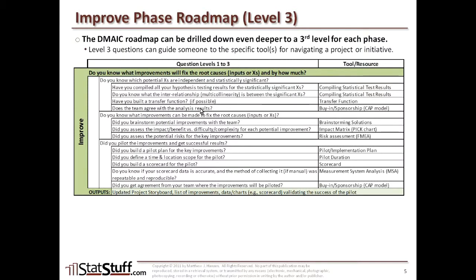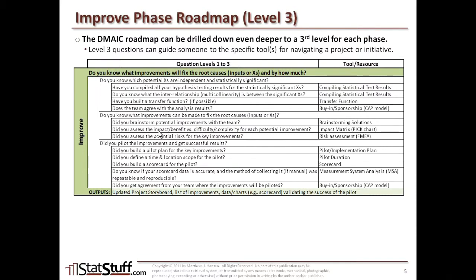If you can answer yes to all of these, then you should be able to satisfy this second layer of question. Then you move on to the next one. Do you know what improvements can be made to fix the root causes, or those inputs or X's? Well, if you're not really sure, then you might need to ask yourself several more questions here at the third layer. That is, did you brainstorm potential improvements with your team?